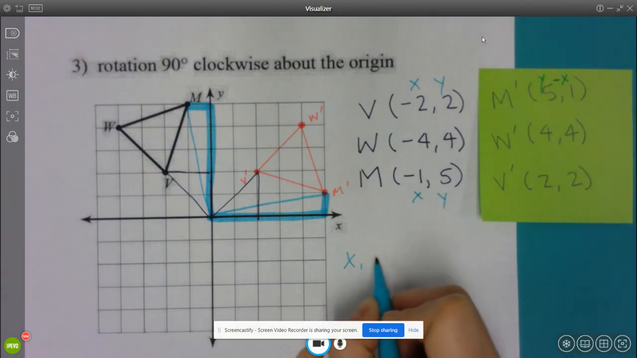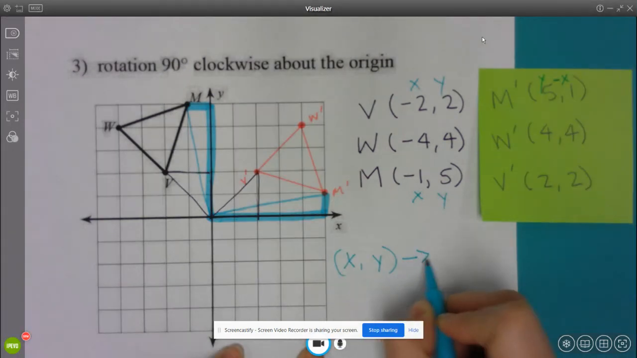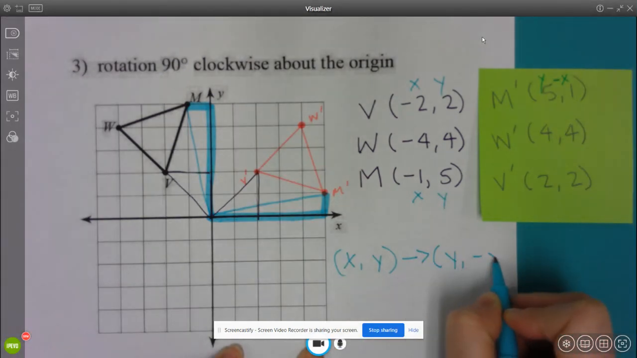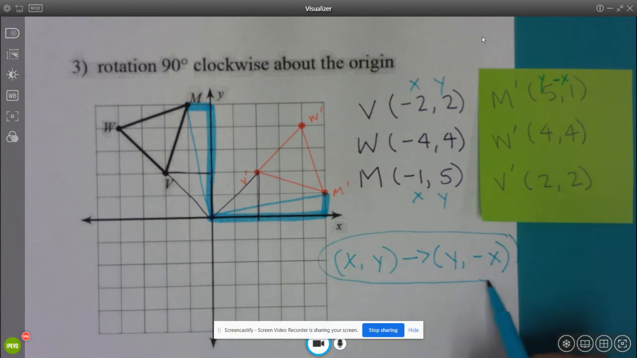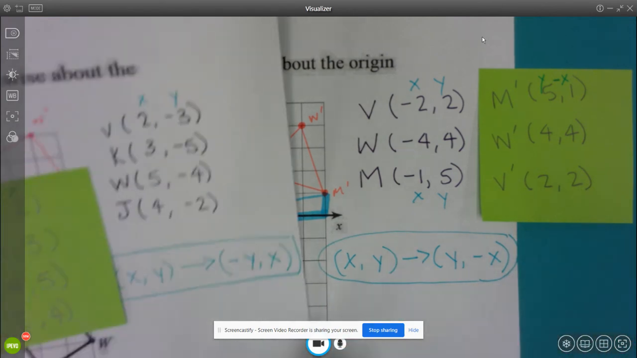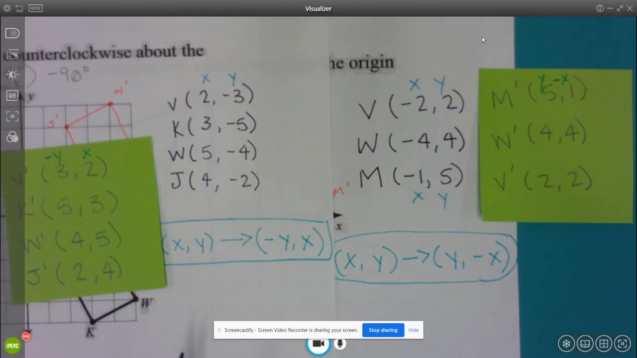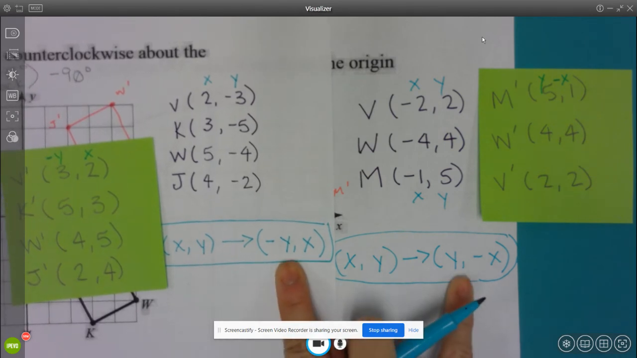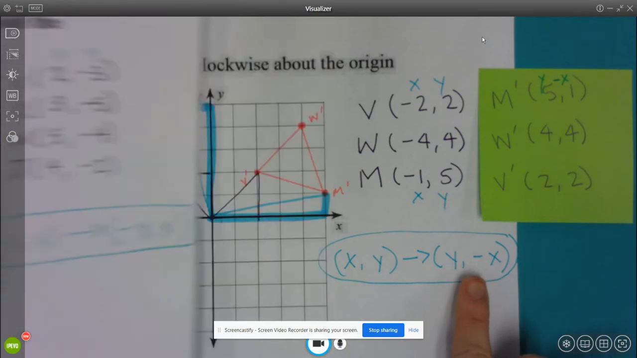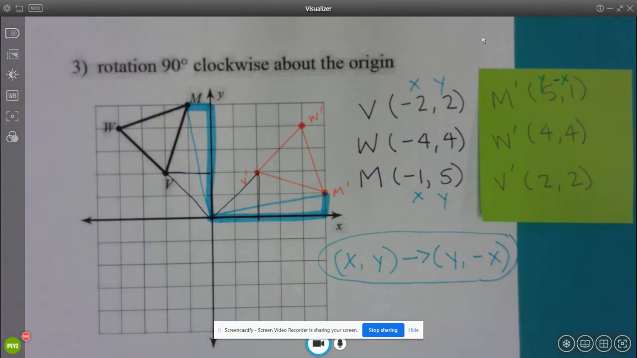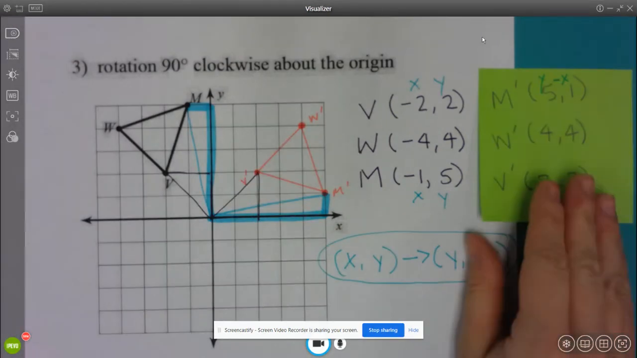So for X, Y, it becomes Y negative X. So if you go back and look at this rule for 90 degrees clockwise in comparison to 90 degrees counterclockwise, they both flip, but if it's counterclockwise, Y becomes the opposite sign, and if it's clockwise, X will become the opposite sign.